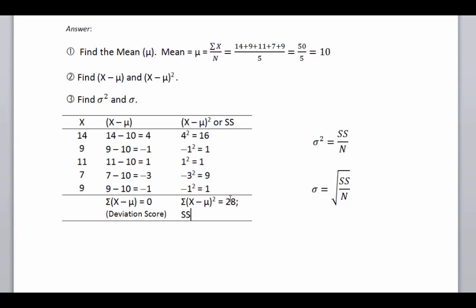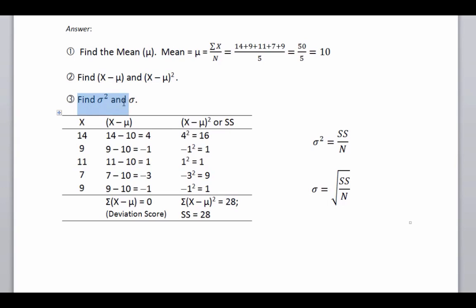Now that's also referred to as SS, which is called the sum of the squares for short. And it really just means the sum of the squared deviation scores. But it just goes by sum of the squares, SS for short. Okay, but once again, it's the same thing. So we're done with calculating x minus mu and then x minus mu squared. And we went ahead and added up the x minus mu squares here as well.